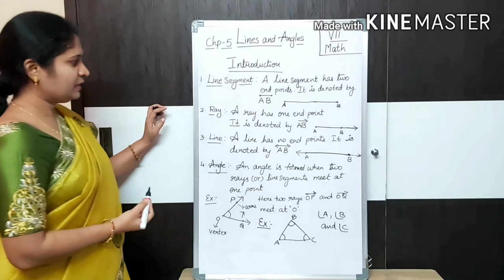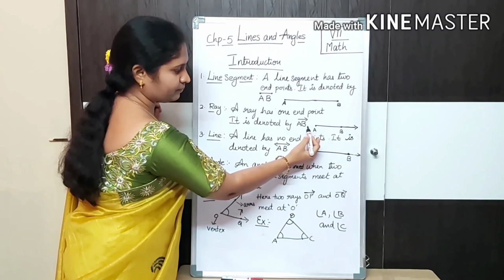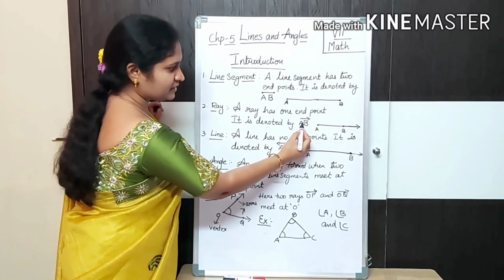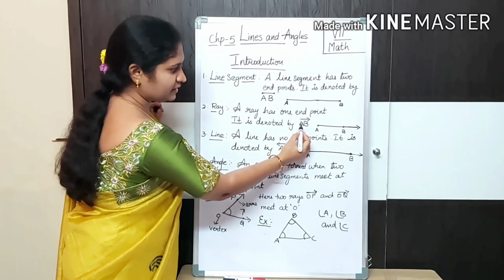Coming to the next definition, ray. A ray has one endpoint. It is denoted by AB. If we extend one side of a line segment, we will get a ray here. Even you can extend at A. Since we are extending at B, we are representing as AB, with the arrow mark at B.